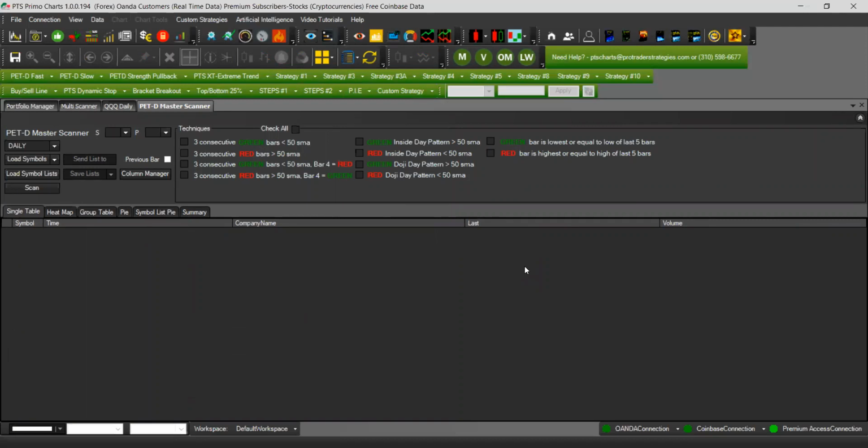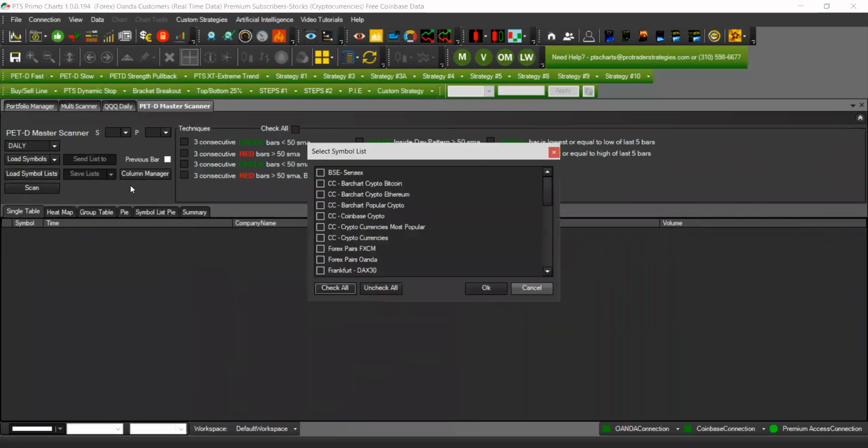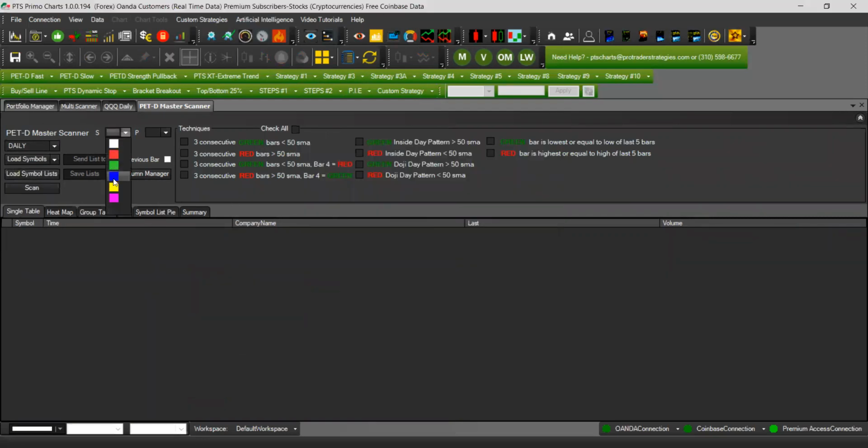The PETD Master Scanner works exactly as the other scanners. It has different time frames. You can scan on different time frames. You can load different lists of symbols. You can load the custom list of symbols, and you can link this to your charts. So I think I have Magenta on my charts. You can link this to your charts.